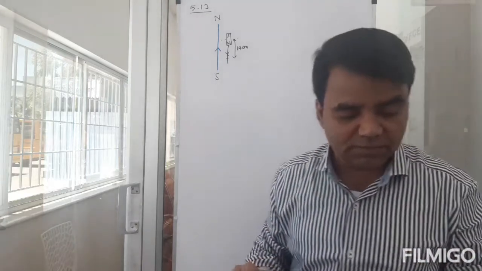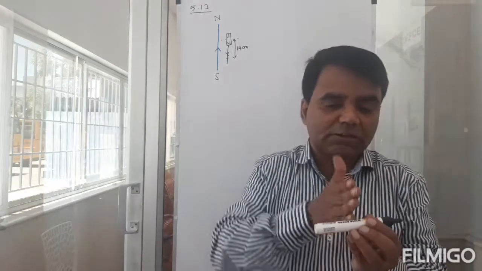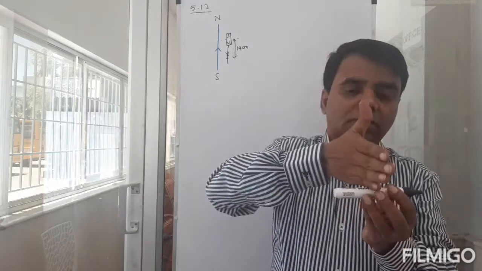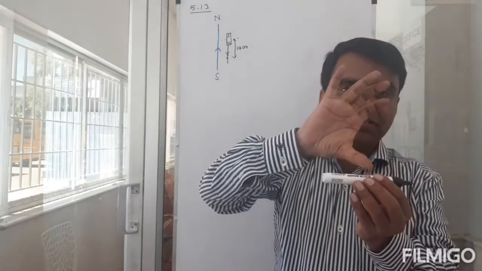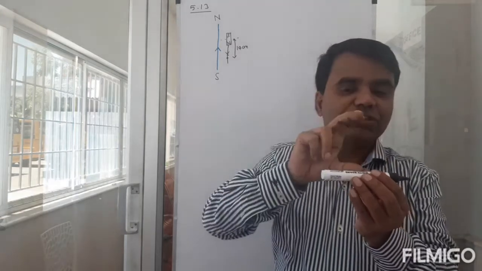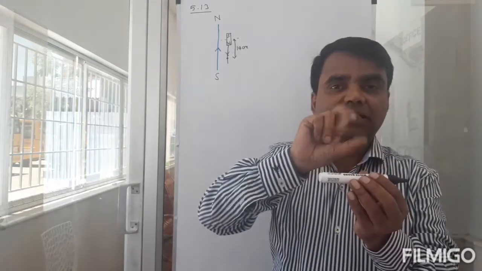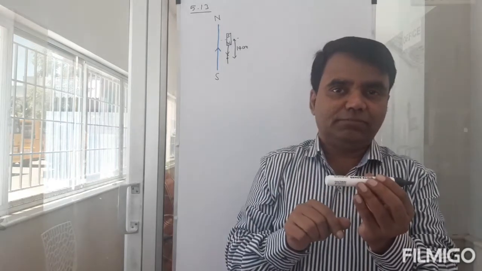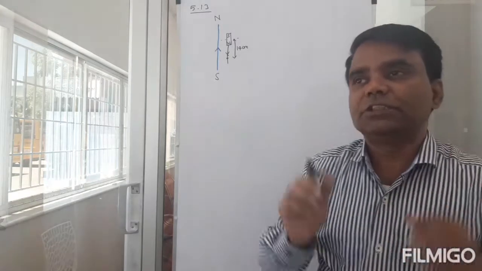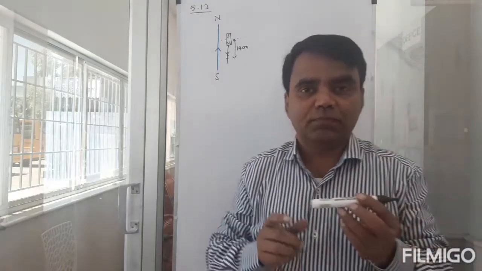Now the question is, at the same distance along the equatorial plane, the same 14 centimeters here, what would be the strength of the combined magnetic field? Okay. First, we know one thing. Now what is that?